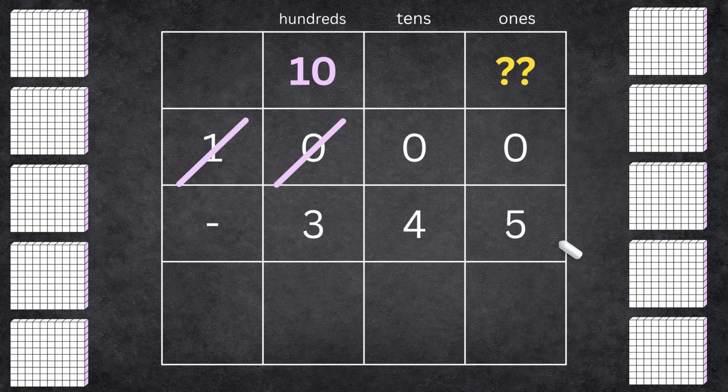I broke apart the thousands block and made 10 hundreds. So by crossing out my 1, I then moved that 10 hundreds to the next place value on the right. But unfortunately, I still did not fix my ones place where I have these yellow question marks. So I have to do it again.